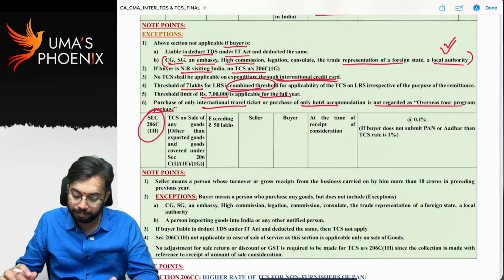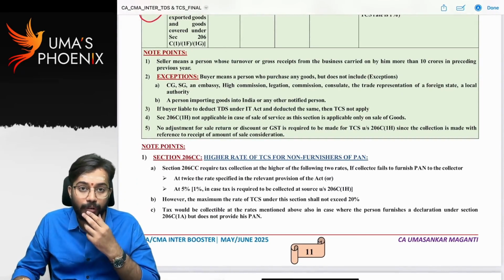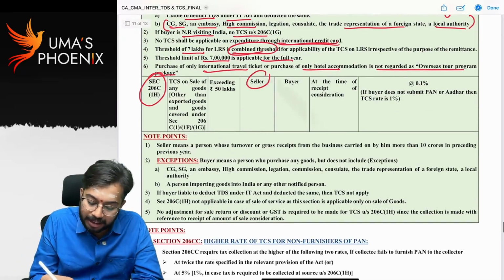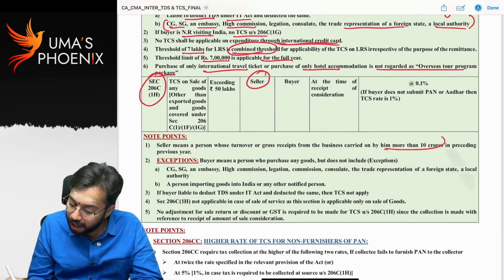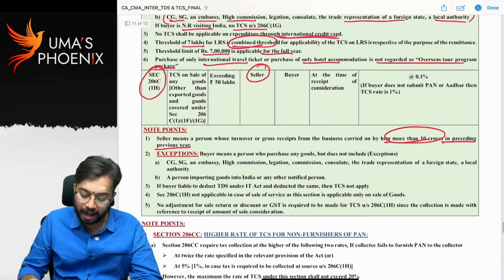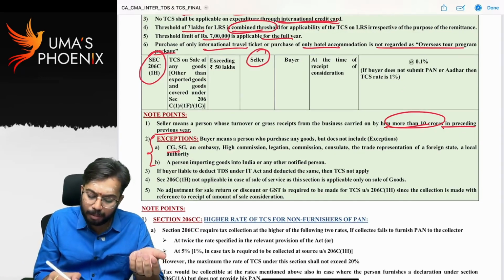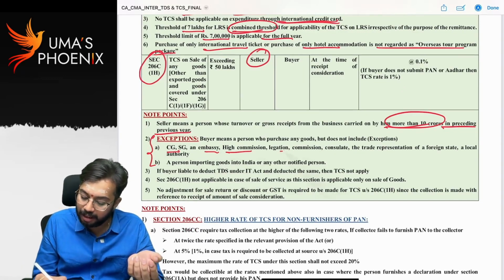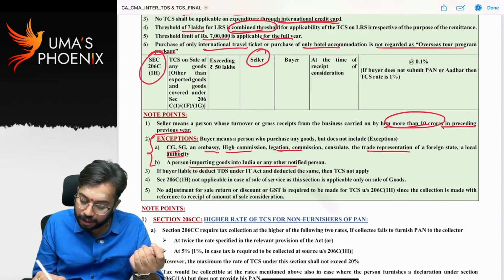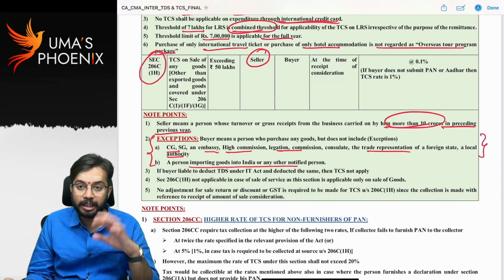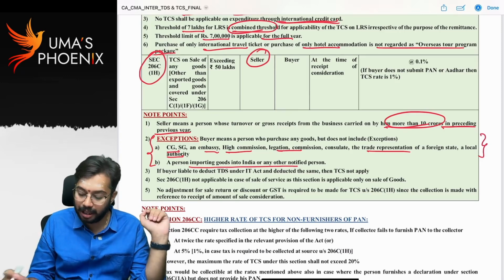Are you able to understand? So this is all about 206C(1H) and TDS under section 194Q. Another point: who is a seller? Seller means a person whose turnover from the business carried on by him is more than 10 crores in the preceding financial year. Exception: whenever goods are sold to the central government, state government, embassy, high commission, legation, trade representation of a foreign state, local authority, or a person importing goods into India, if the buyer is any of these persons, then TCS under section 206C(1H) is not applicable. Are you able to understand?